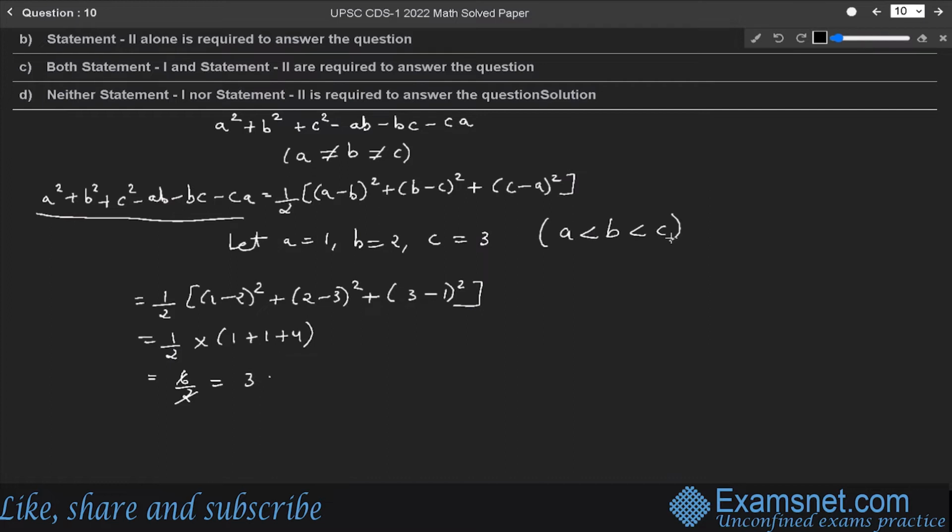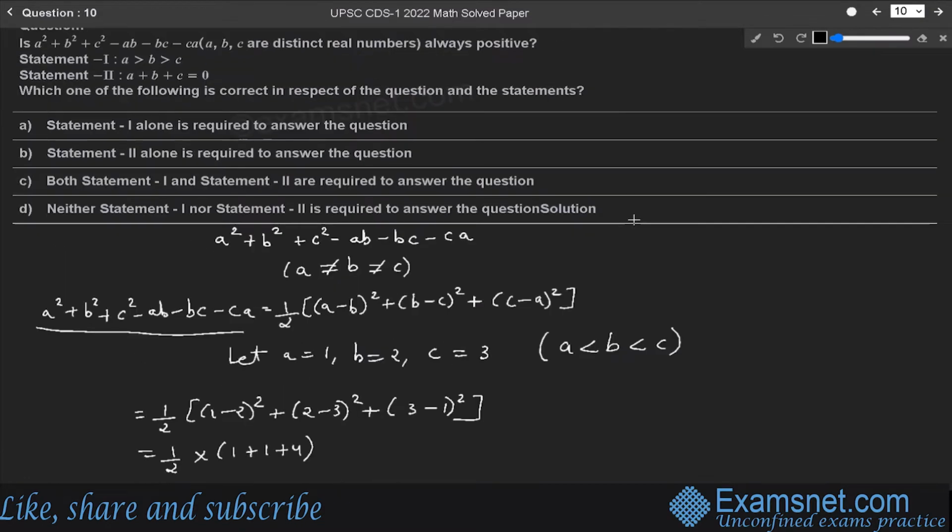Therefore, we can say that a square plus b square plus c square minus ab minus bc minus ca does not depend on statement 1 and statement 2. So, we can say that neither statement 1 nor statement 2 is required to answer the question. So, correct option for this question is option number D. I hope this question is clear to you. Here the main part was using this formula.